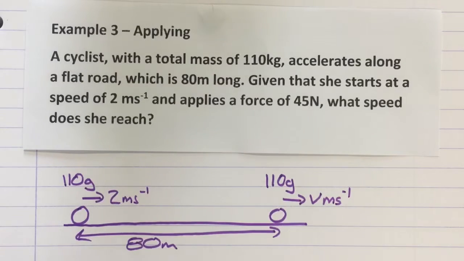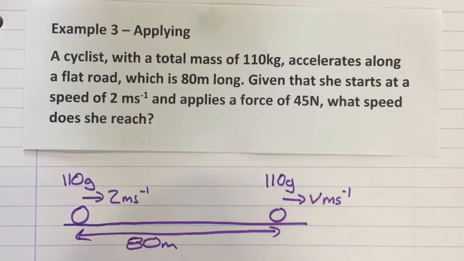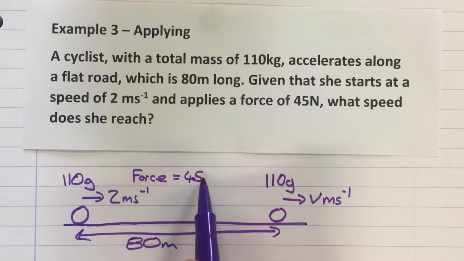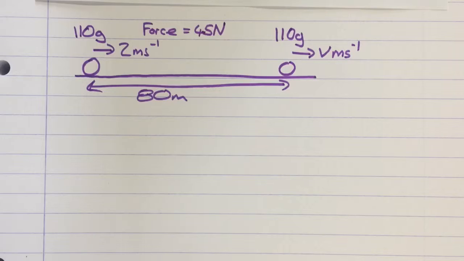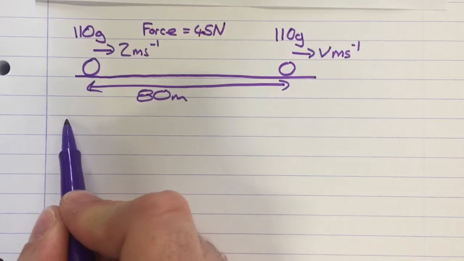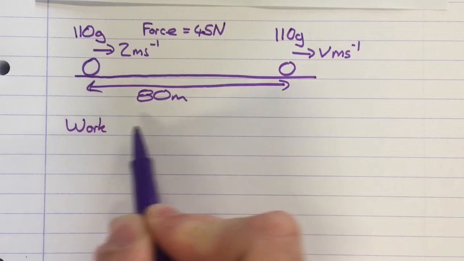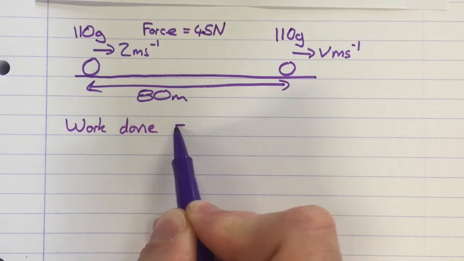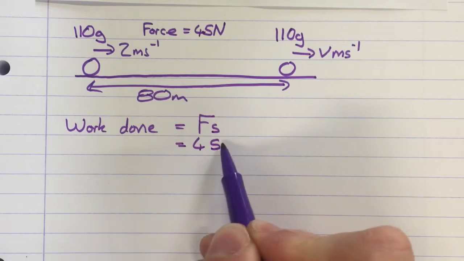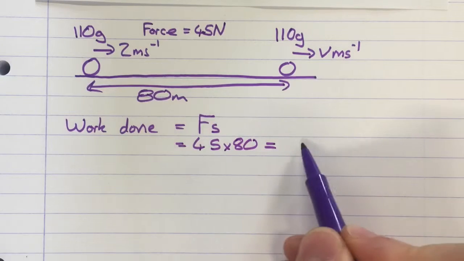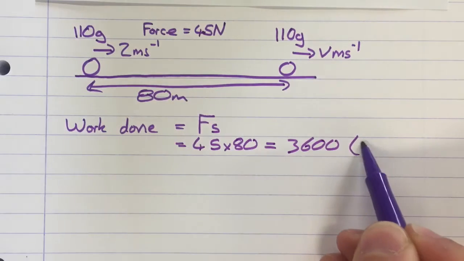Okay, so there's a couple of steps to this. First of all, we need to look for our work done. We know that we're applying a force of 45 newtons. And from the work we did in the last section, we can say that work done is equal to force times distance, which is equal to 45 times 80, which gives us 3,600, and it's joules again here.